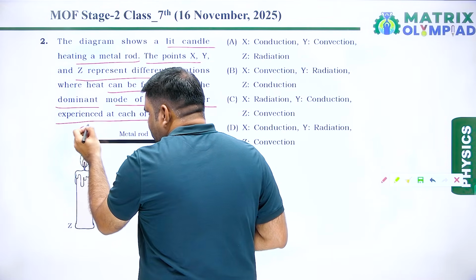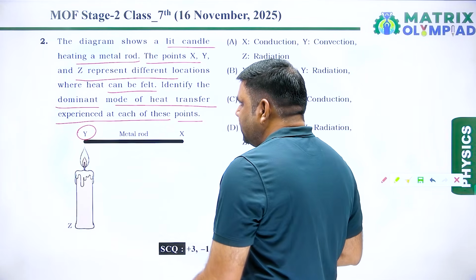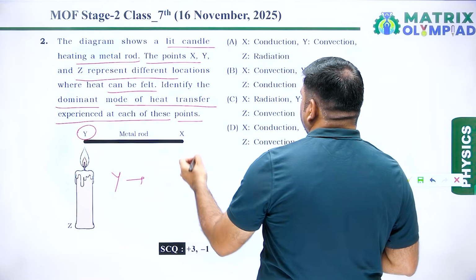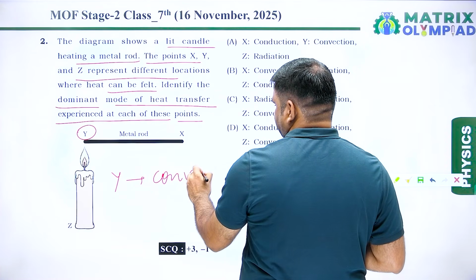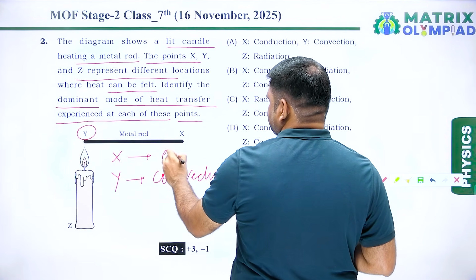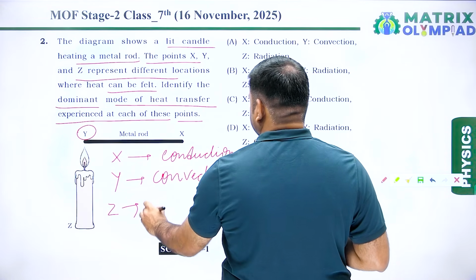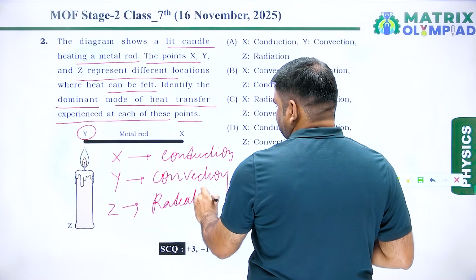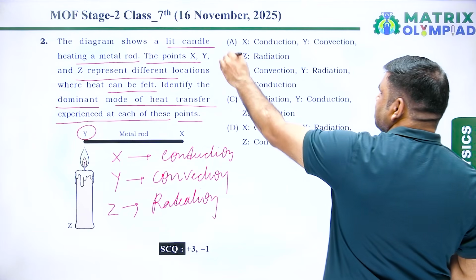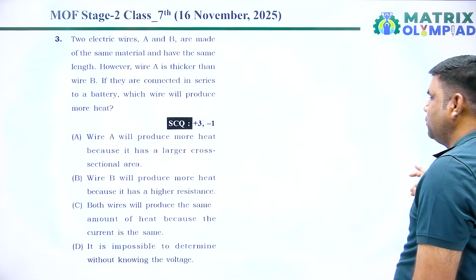At point Y, the point is not in direct contact with the candle, so the transfer of heat is by the mode of convection, and at X it is conduction. Now at point Z it is radiation. So these are the modes of heat transfer. So our correct option is option A for question number 2. Let's move to the next one, that is question number 3.